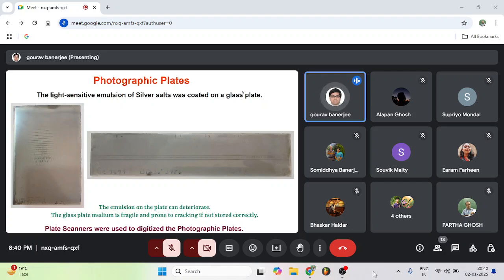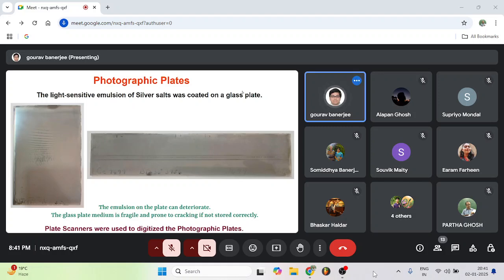So these plates are very fragile also. The disadvantage is that the quantum efficiency of these plates is very low compared to our eyes. The quantum efficiency of the eye is almost 20%, but these plates' quantum efficiency is 10%. So we had to use these plates to record images and spectra during the 19th century.